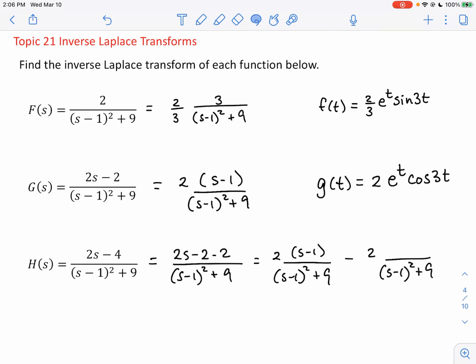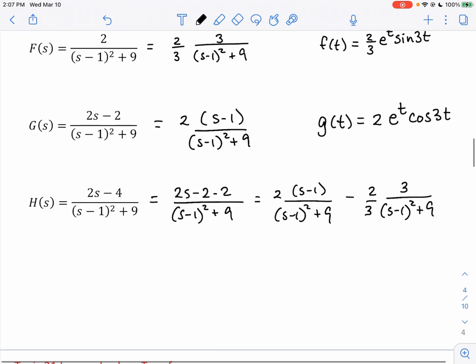And I sort of brought the 2 out to the front because I need to determine what number should be up here. And that should be a 3, because this first fraction here is going to lead to a function involving the cosine, and this second one we need to prep so that it leads to a function involving the sine. So I need to put the 3 up there, but then I have to counter it with a 2/3 in front. So I've now prepped everything to do an inverse Laplace transform.